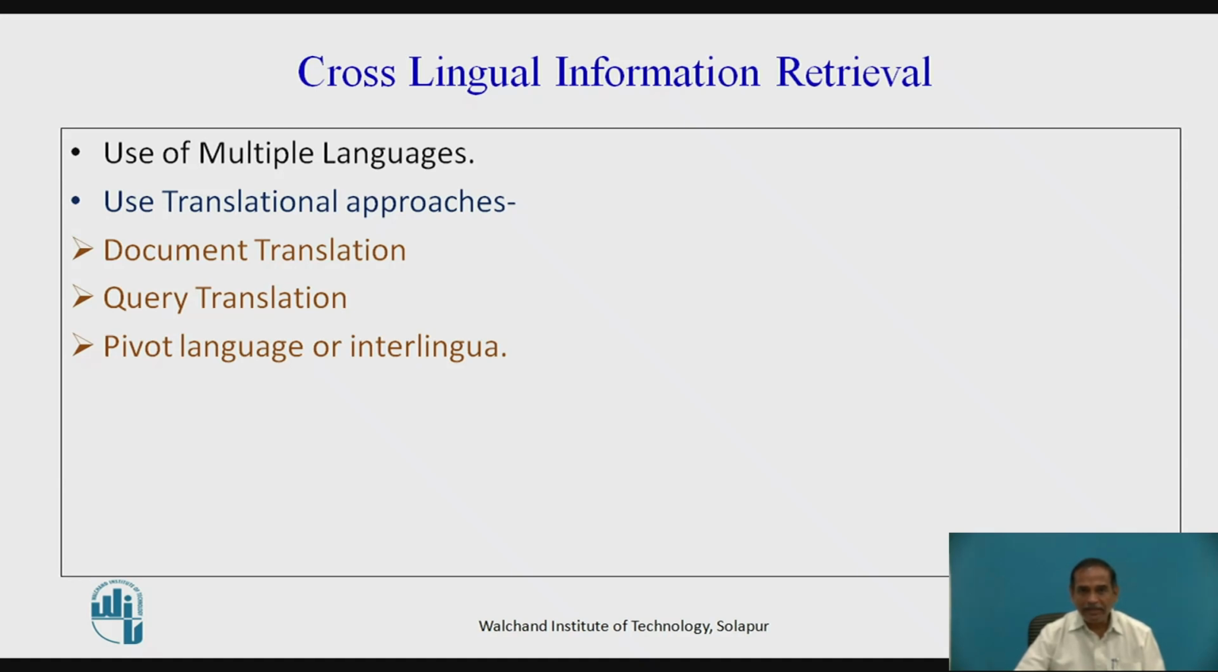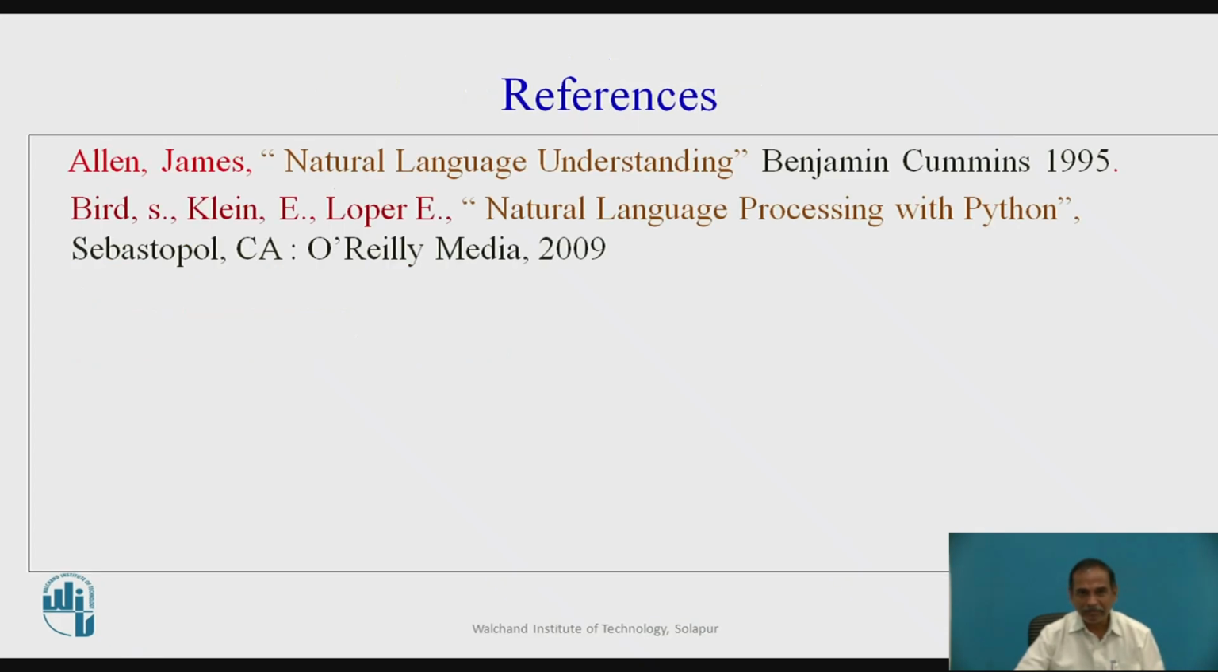We can do all these things very efficiently, and hence most of the information retrieval tasks can be very well accomplished because natural language processing algorithms have supported it to happen. For our references, we have used Allen James, Natural Language Understanding, and Bird, Klein and Loper, Natural Language Processing with Python.